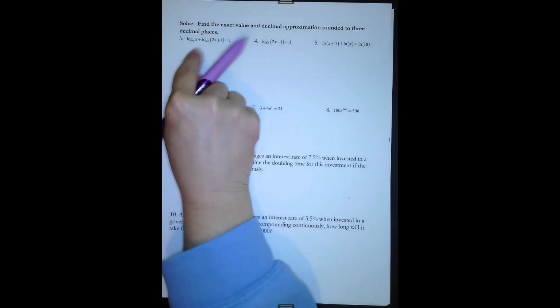Next thing that we did, we went ahead and solved some of our different types of equations. We have our logarithmic and we have our exponential equations. So looking at the first 3 in this set, 3, 4, and 5, those are all different logarithmic equations. And we have log base 6 of x plus log base 6 of 2x plus 1 equals 1. In order for us to solve this, we have to decide: is there a log on one side or a log on both sides? Looking at this, there's only a log on one side.